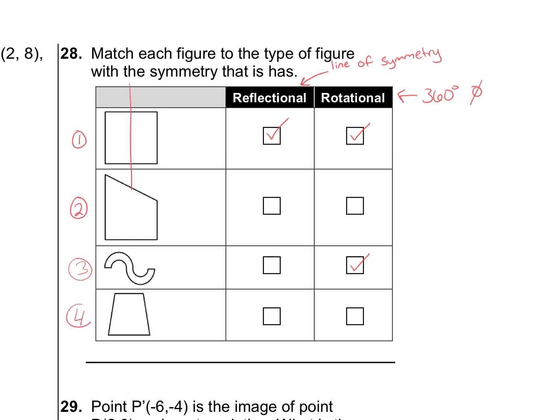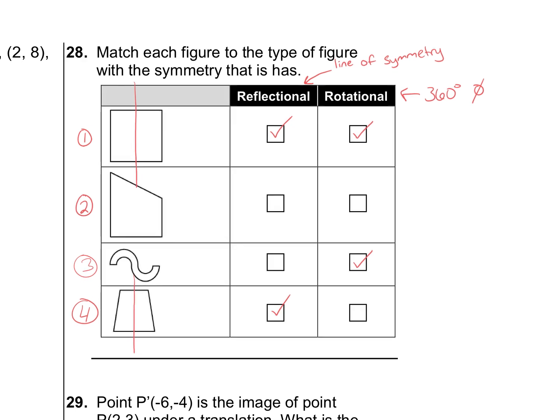Last one, number 4. Does that trapezoid have reflectional symmetry? Yep. Does everyone agree if I draw this line, it'll fold on top of itself? Okay. What about rotational symmetry? No. It does not. So that's it. If it doesn't have one, just leave the box blank.